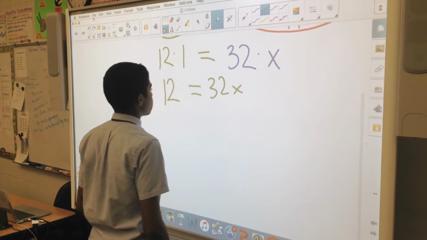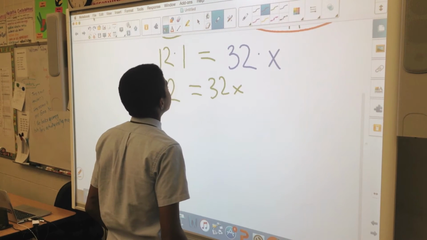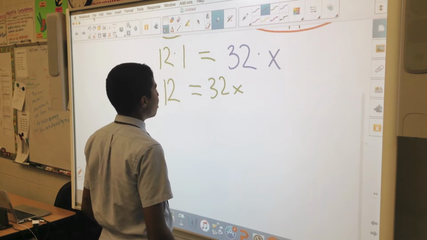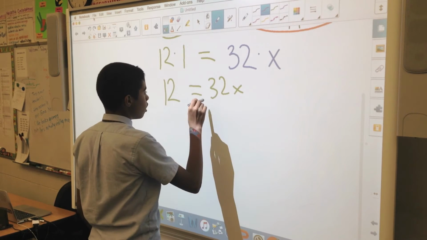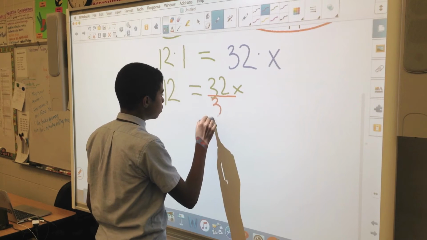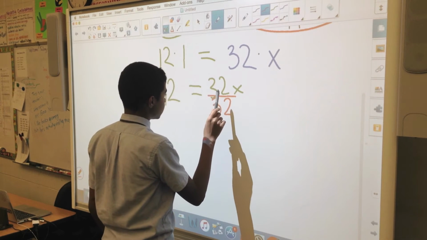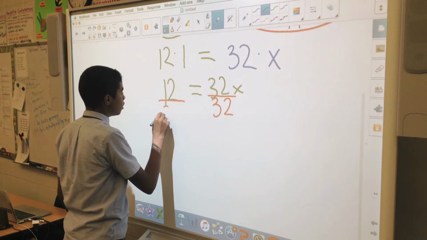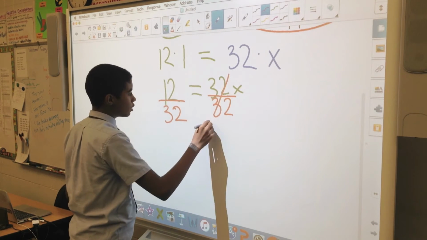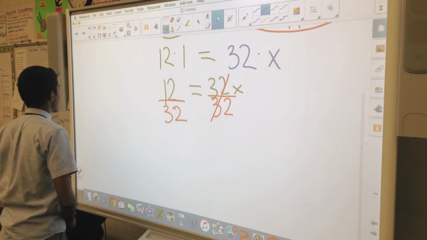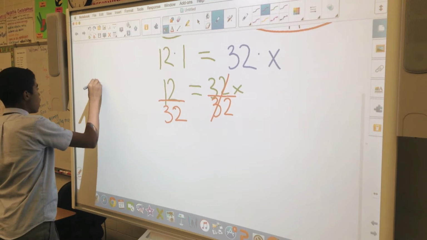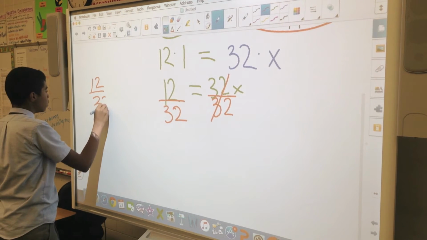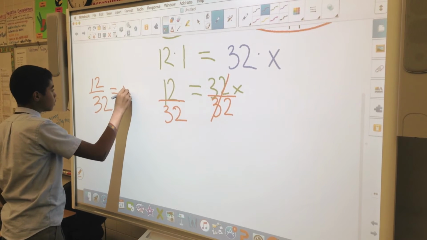Now that we have an equation, we can use the inverse operation to isolate the variable. We could divide by 32 since X is next to a number. And we could do the same to 12. 12 over 32. These cancel out and we could write our new equation. 12 over 32 equals X.